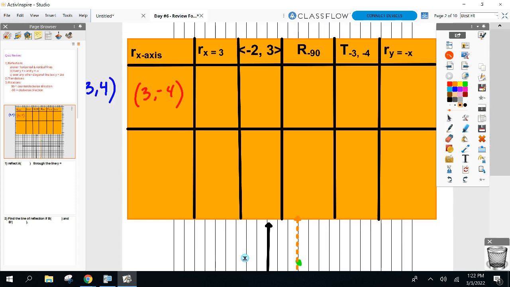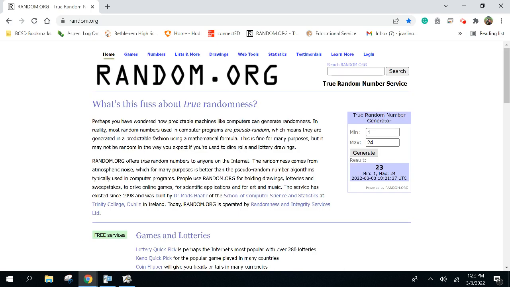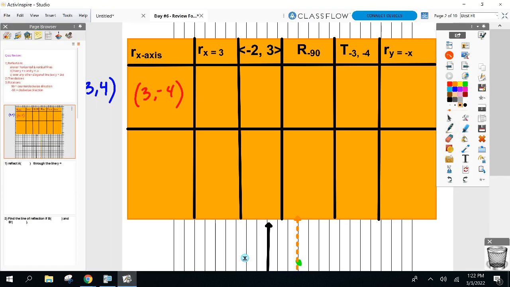All right. Where's 3, 4 go? It doesn't go anywhere. It stays 3, 4. When the point is on the line of reflection, it stays on the line of reflection.